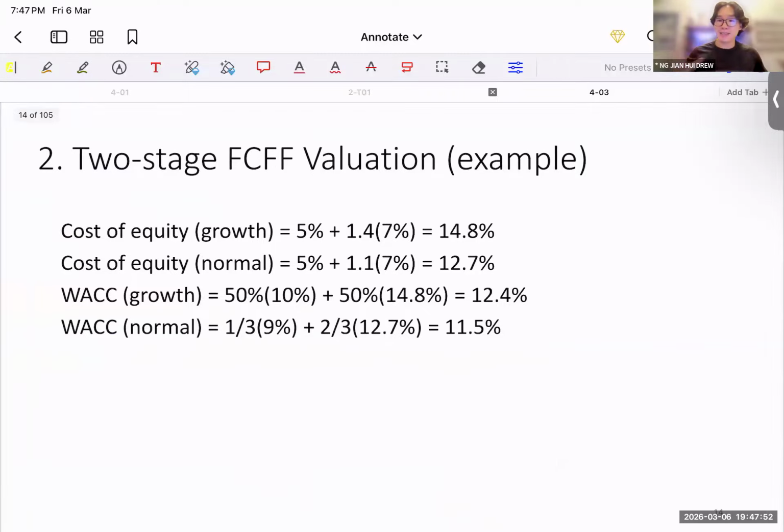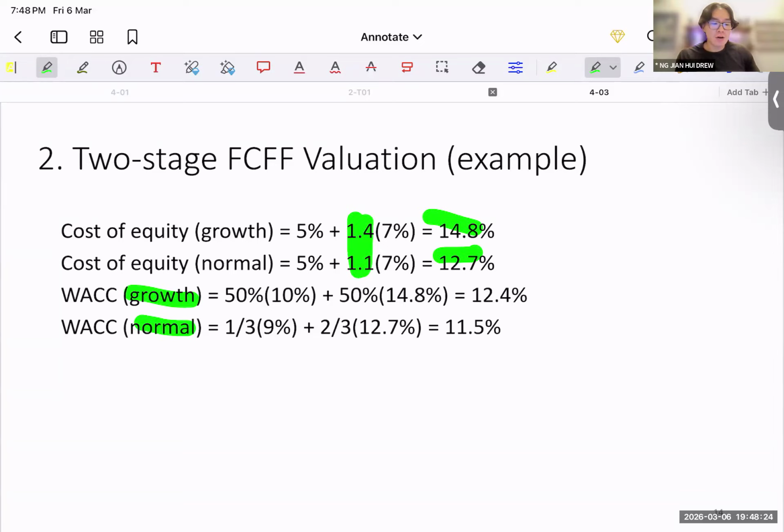So let's do the simplest one first. Let's just calculate the WACC. Usually that's the simple one. We first calculate the cost of equity. In the question, it was given to us that there are two different betas. The beta of 1.4, which is the higher one, is for the growth, and 1.1 for normal. So with the beta, we can calculate the cost of equity given here. And then we calculate the WACC for the growth and normal as well.